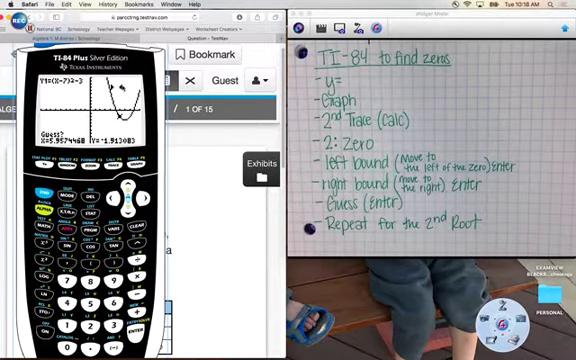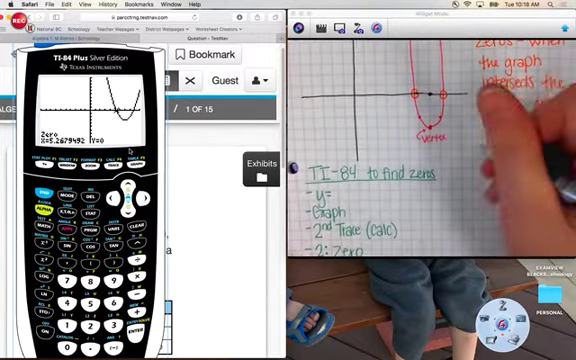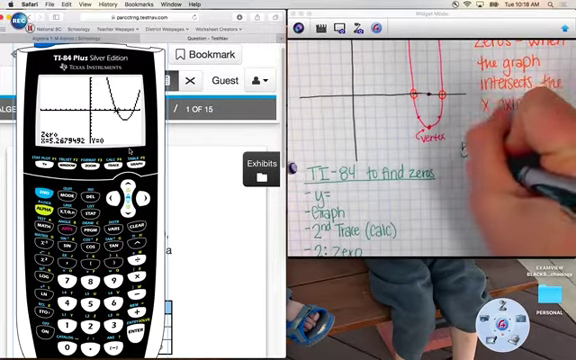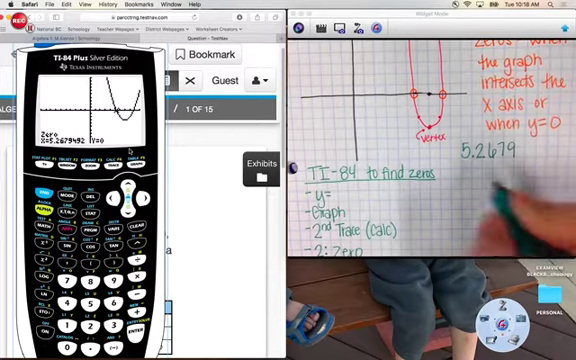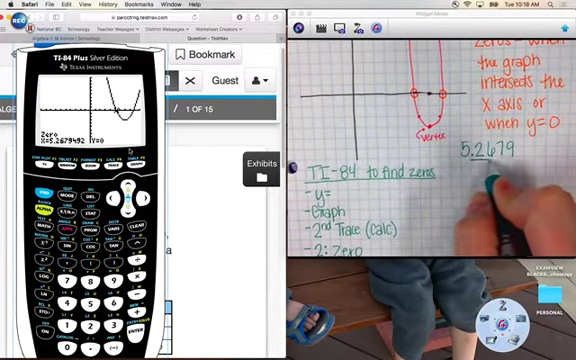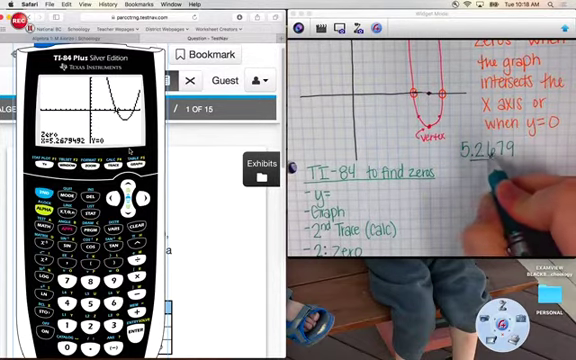Those arrows should pop up and you should see that that 0 falls between those arrows. Now hit enter one more time. And what is our 0? 5 point, now it's 5.2679. On your assignment for today, you're going to have to round every single one of them to the hundredths place. So that means I want 2 decimals.